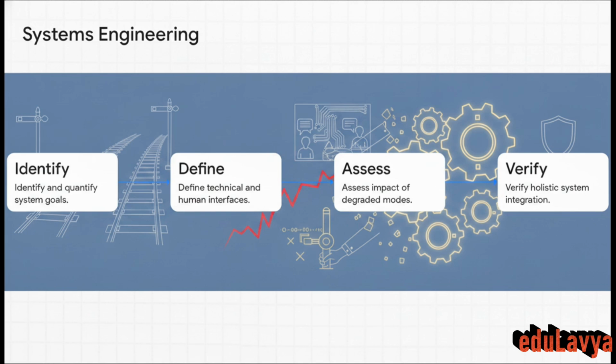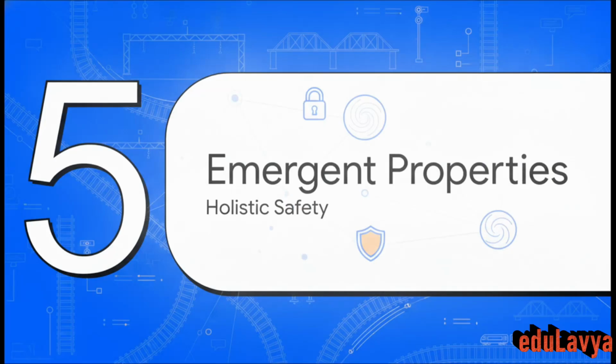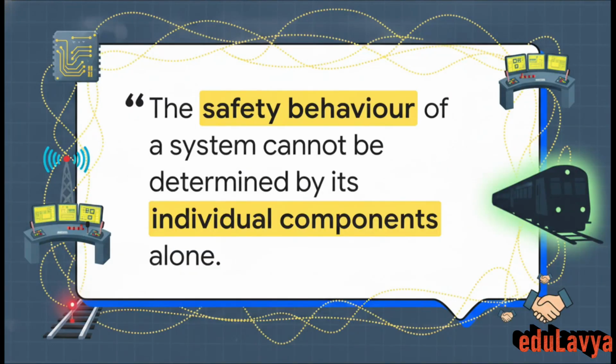You have to ensure that when the technology inevitably degrades, the human rules and training are robust enough to catch the falling pieces safely. Section 5. Emergent Properties and Safety. I really want to hammer home this central thesis of systems engineering. The safety behavior of a system cannot be determined by the safety behavior of its individual components alone.